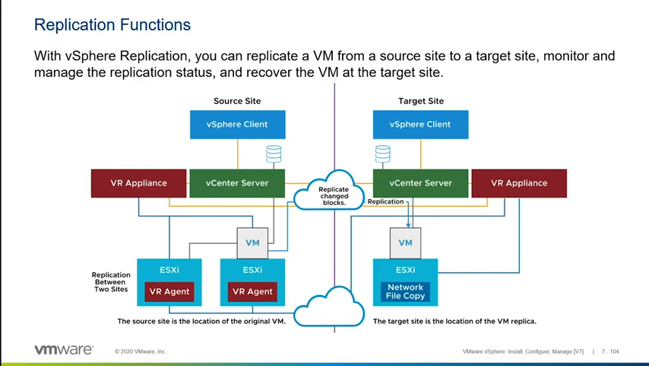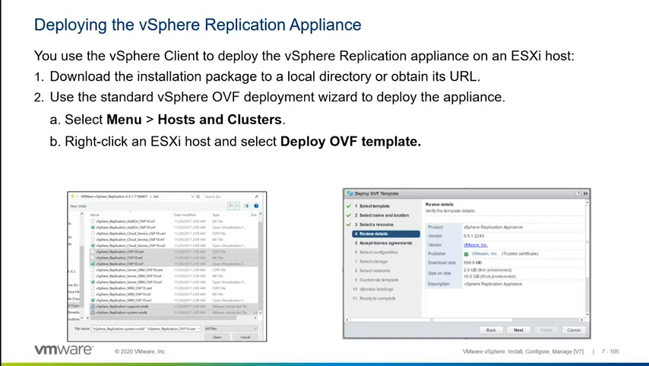So that's basically how this works. We're replicating changed blocks by waiting for new writes to be committed. The vSphere replication agent in ESXi reads those blocks, copies them up to the vSphere replication appliance. At a certain point in time, we copy them over to the remote site via a simple network file copy.